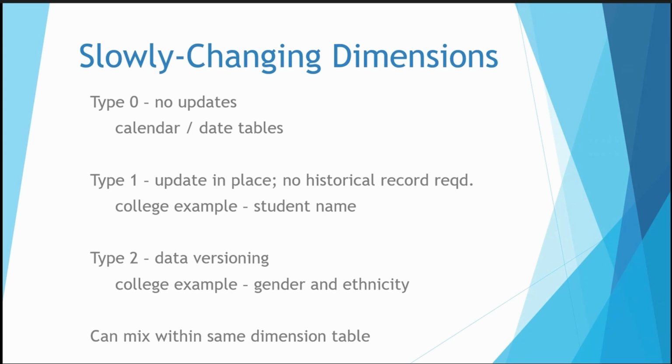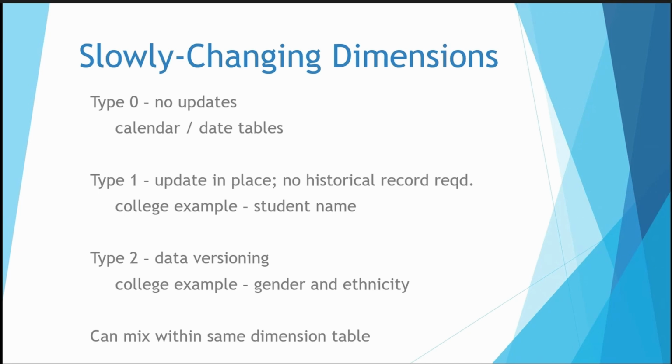Then the next one is a type 1, where we update those changes in place. We don't need to keep a historical record. So I'm working for a college right now. If let's say I'm also attending the college, I'm going to have a record in the student table. If I come back next semester and I decide I want to be Christopher instead of Chris, then that's okay. That name is going to be reflected back as Christopher through my entire academic history.